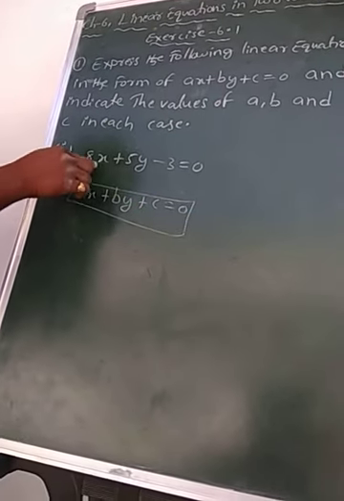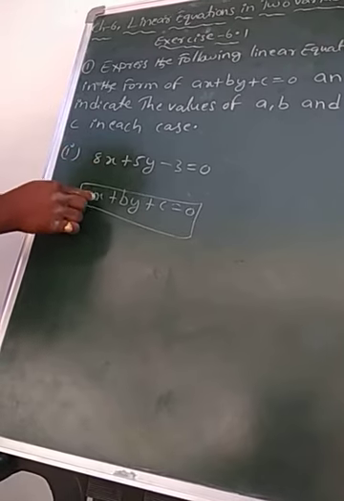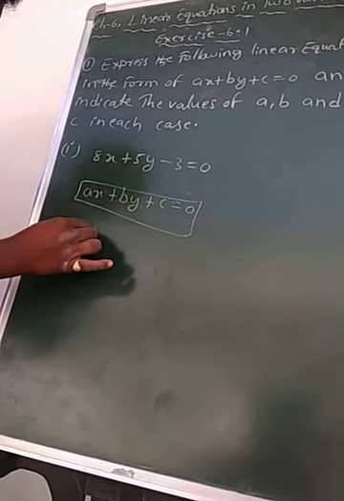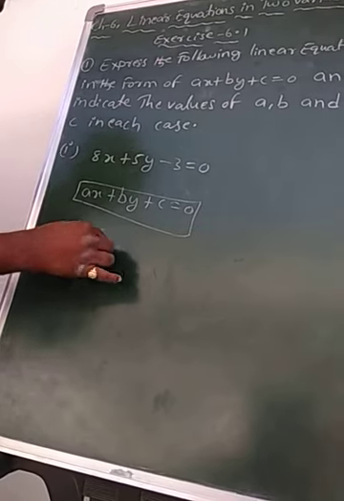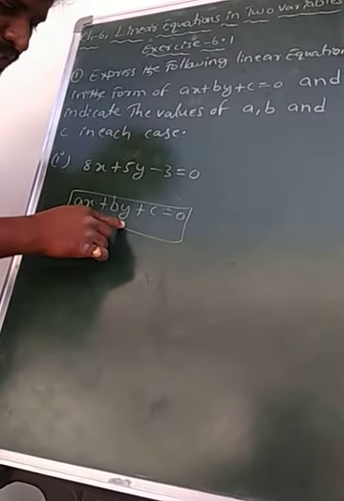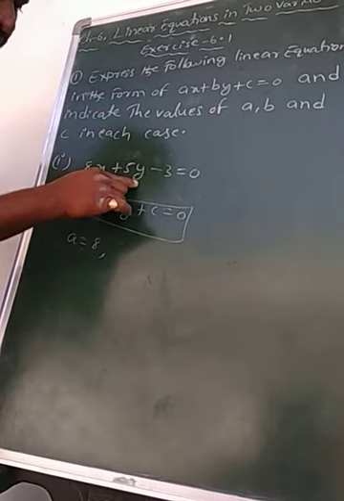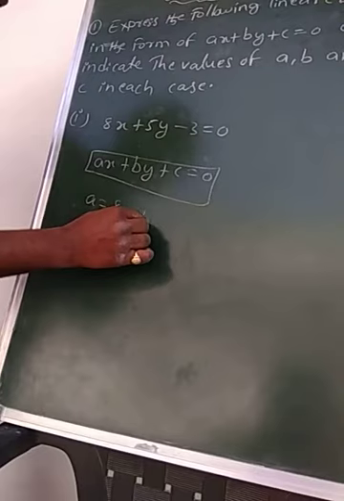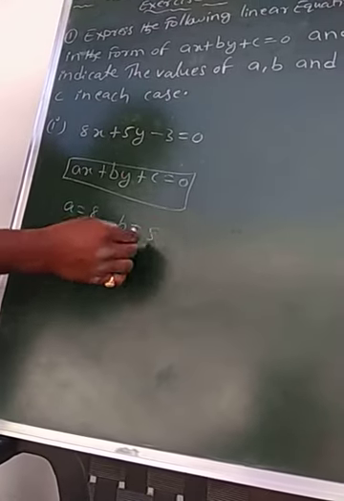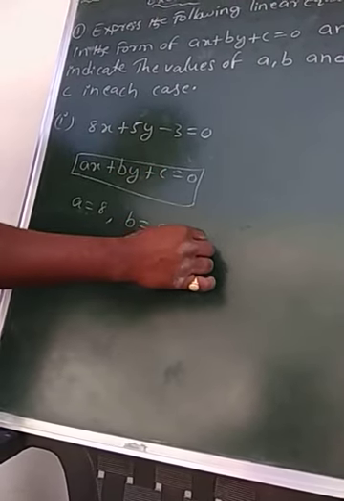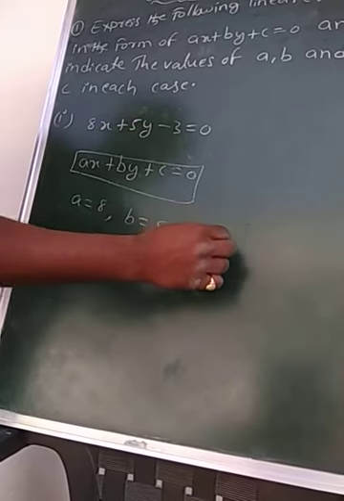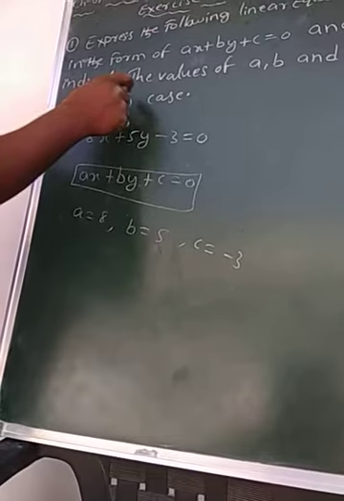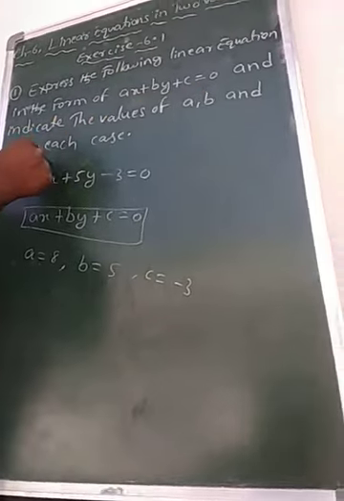So what is the x coefficient here? 8. The x coefficient is a, so we can write a is equal to 8. Next, the y coefficient is b. What is the y coefficient here? That is 5, so b is equal to 5, and c is equal to what now? That is minus 3. So like this we can find the values of a, b, c in each case.